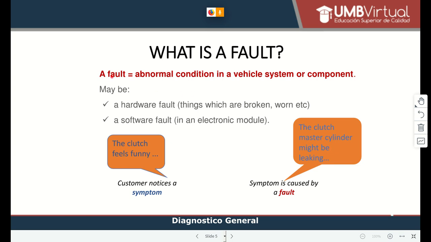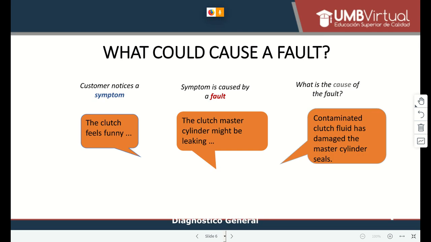So keep in mind this could be a hardware fault, things that are broken down, but also a software fault that can cause very difficult problems. You have to be very tricky sometimes to find this if it is due to an electronic module, but we're going to talk a little bit about that later in other sessions. Even in this one, I think I have some diagram in the next slide, but anyway, we're going to talk about inputs and outputs and stuff like that.